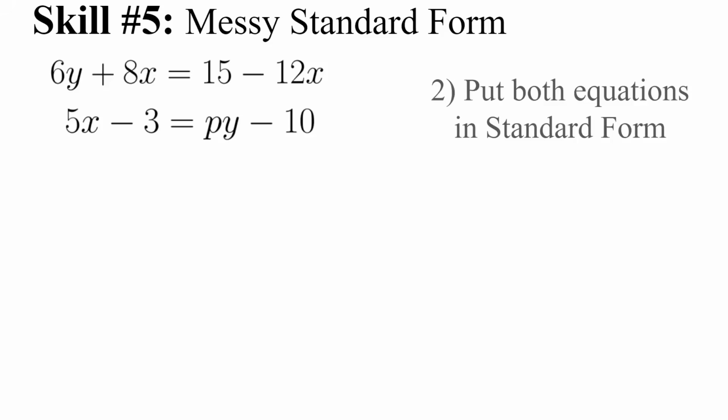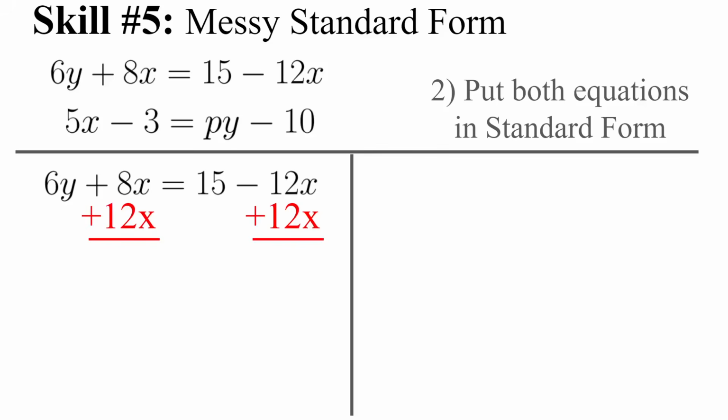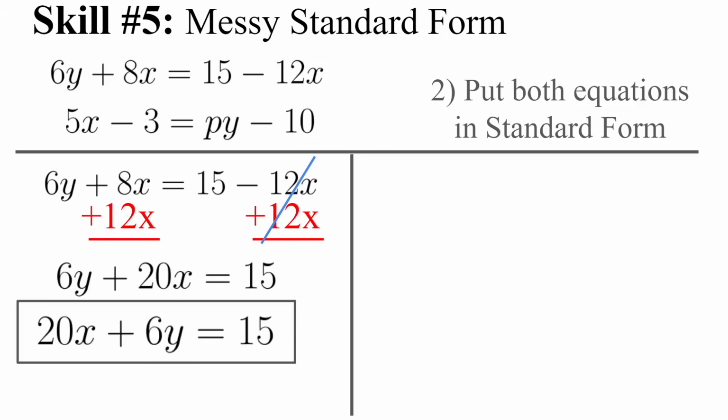And let's see. Now we're going to put them in standard form. And let's do the top one first. So that x on the right side shouldn't be there. So I'm going to add 12x to both sides. Cross that guy out. We get 6y plus 20x equals 15. Now I'm just going to use the commutative property of addition to switch the 6y and the 20x. So just make sure you do that very carefully and that everything has the sign it's supposed to. So we're going to rewrite that as 20x plus 6y equals 15. Looks good.